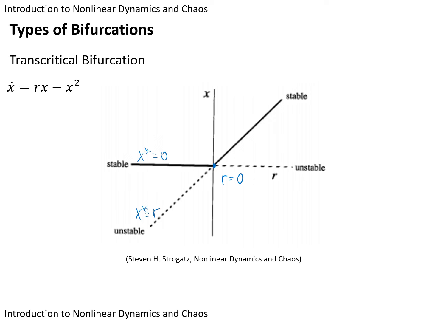After passing the point r equals 0, we have the opposite case. Our equilibrium x equals r becomes stable, and equilibrium x equals 0 becomes unstable. This is transcritical bifurcation.